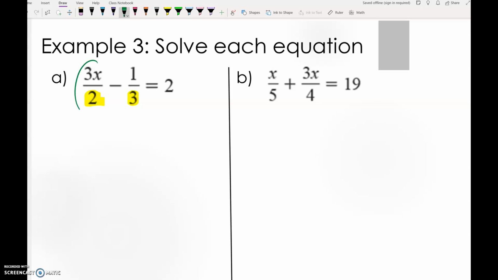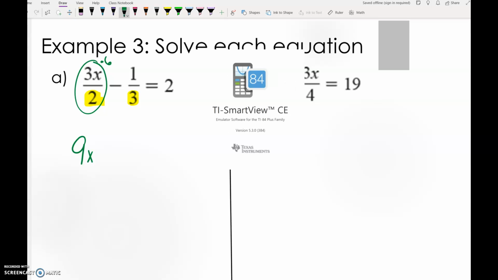So if I take this term times 6, you're multiplying the top. So 6 times 3x is 18x. 18 divided by 2. Anyone know what 18 divided by 2 is? 9. So that's 9x. Basically what you're doing in your calculator is taking 3 halves times 6. So in your calculator, if you do 3 halves times 6, you end up with 9. So it's 9x.